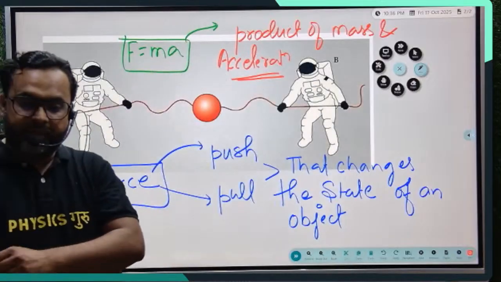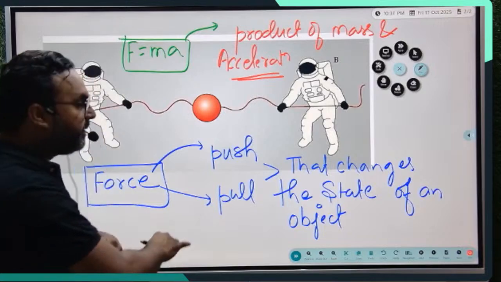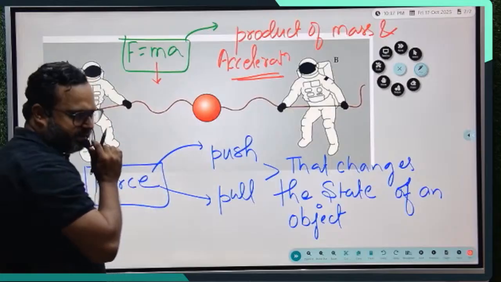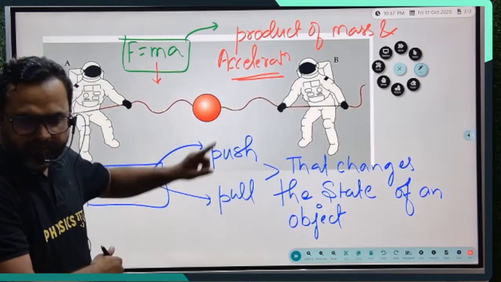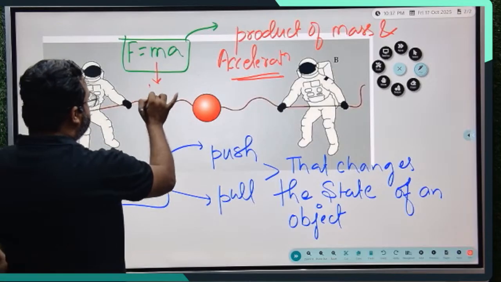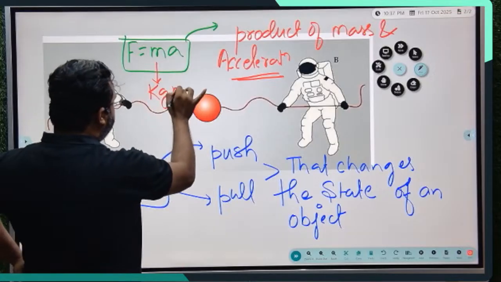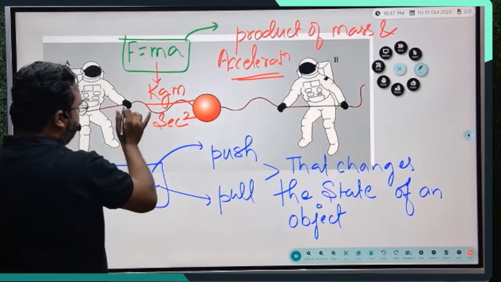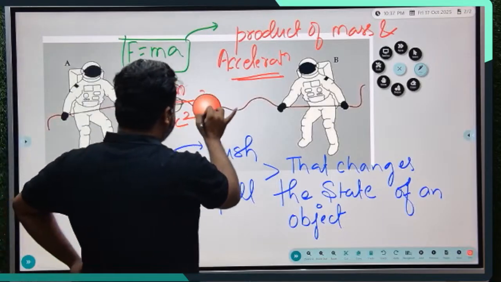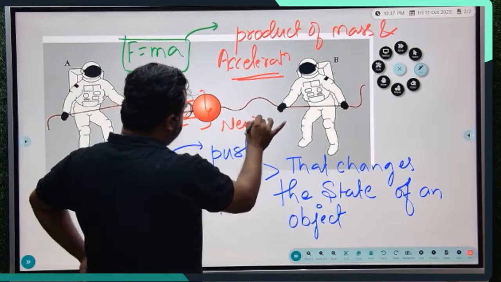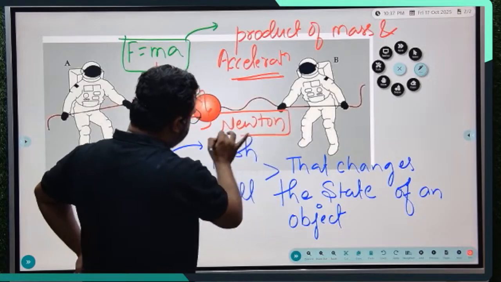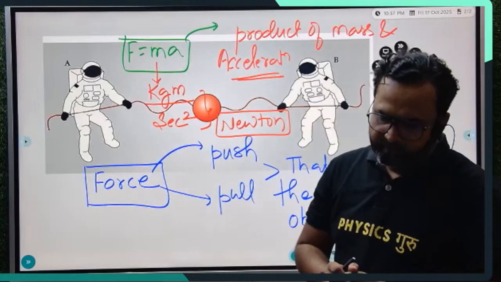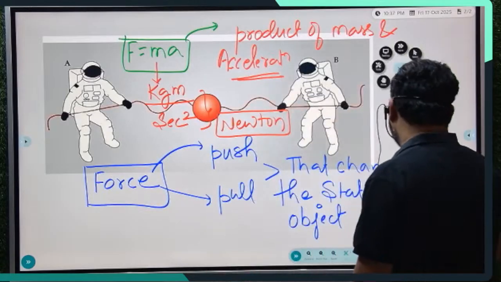Then we talk about unit. Okay, we can discuss at the end. Force unit: mass unit is kg, acceleration is meter per second square. So kg meter per second square. It is also called as Newton. So unit of force is basic Newton. Clear? Next.